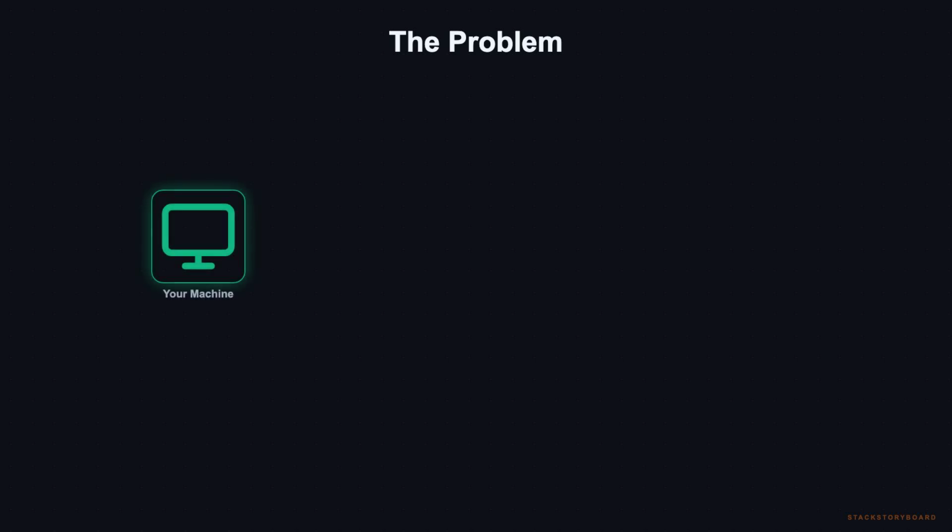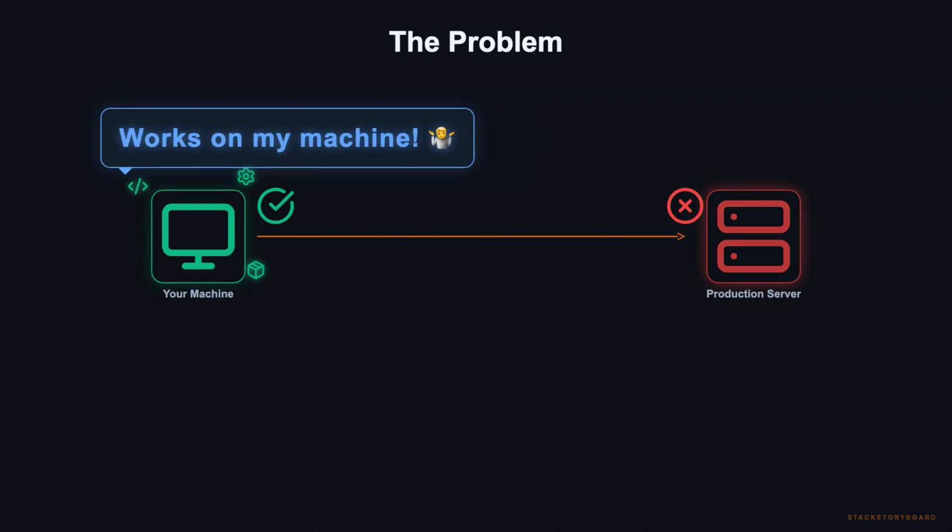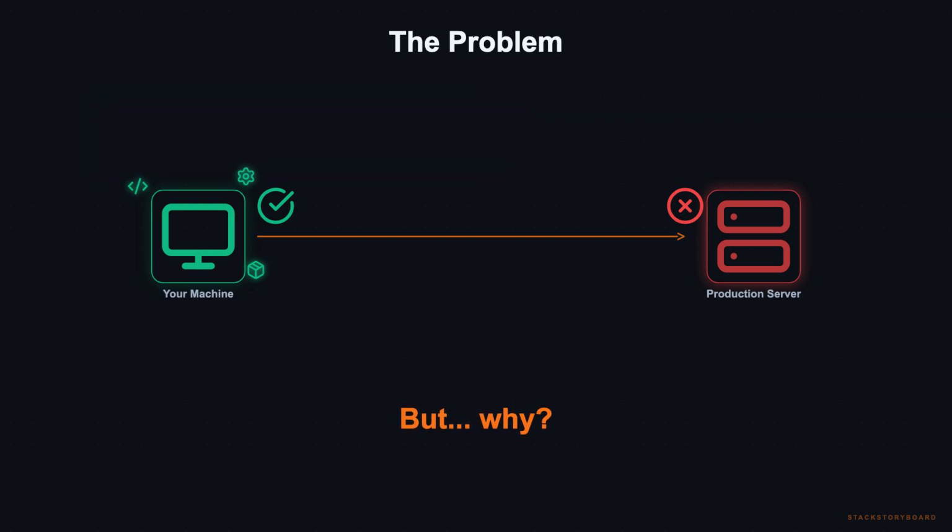You just finished building your app. It works perfectly on your machine. Every feature, every endpoint, every button, flawless. So you push it to the server, hit deploy, and it crashes. Instantly. The dreaded "works on my machine" moment. And the worst part? You have no idea why.